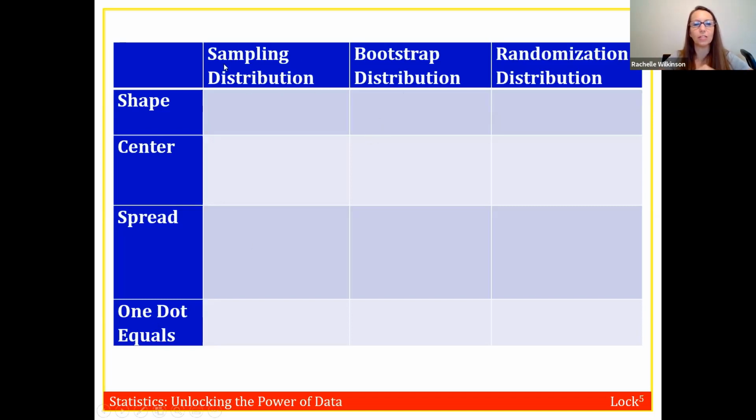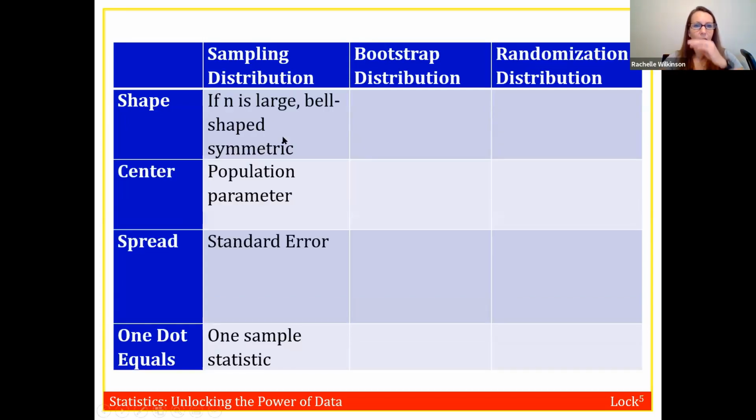So starting with sampling distributions. Sampling distributions is what we started talking about at the beginning of chapter 3. Who remembers what the shape of a sampling distribution is? Right, bell-shaped symmetric. If our sample size is large enough, then the sampling distribution will be bell-shaped symmetric. I'll put the whole thing up there in case you're writing it down. The center of our sampling distribution is going to be the same as the population parameter.